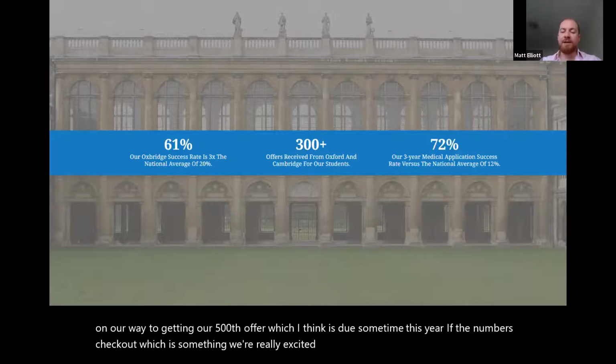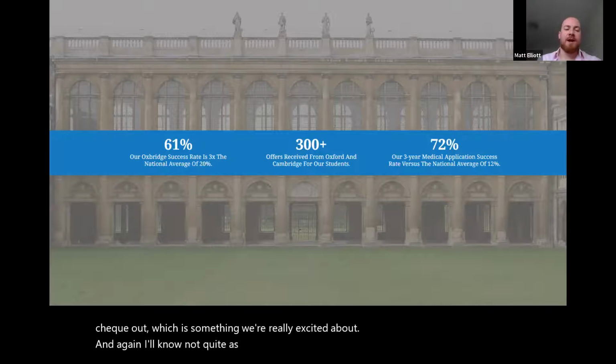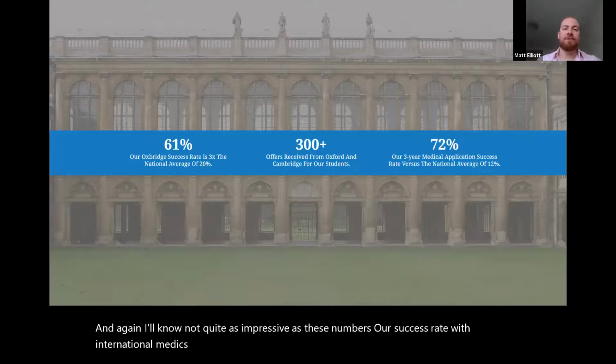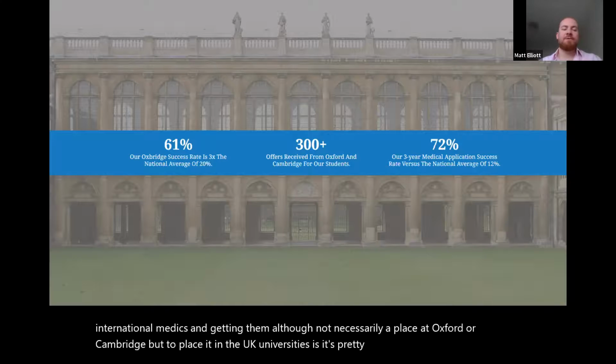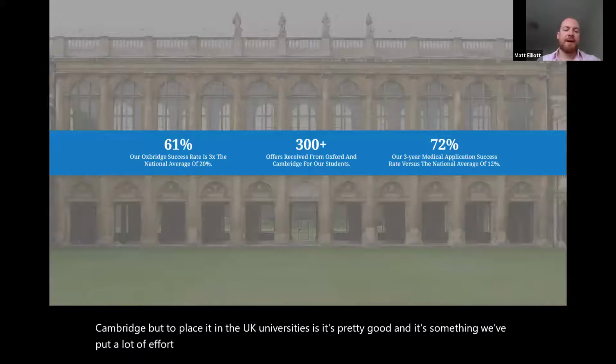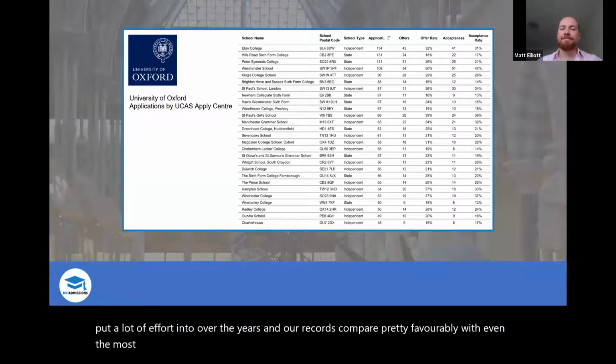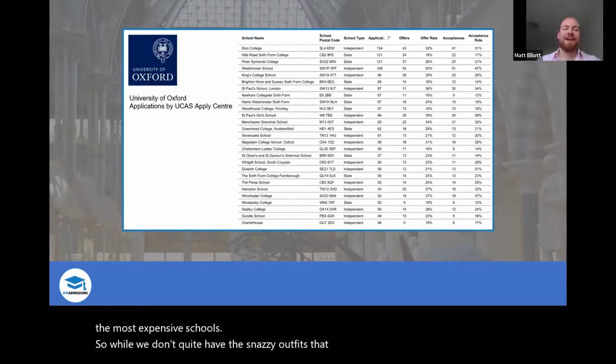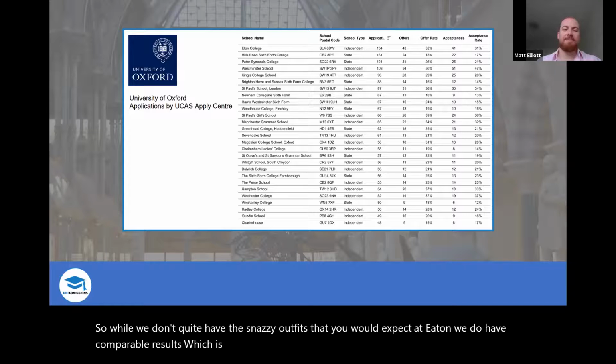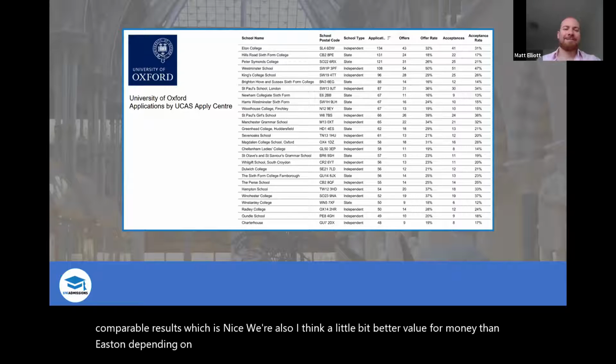And again, although not quite as impressive as these numbers, our success rate with international medics, getting them, although not necessarily a place at Oxford or Cambridge, but a place in the UK universities is pretty good. And it's something we've put a lot of effort into over the years. Our records compare pretty favorably with even the most expensive schools. So while we don't quite have the snazzy outfits that you would expect at Eton, we do have comparable results, which is nice. We're also, I think, a little bit better value for money than Eton, depending on your tastes.